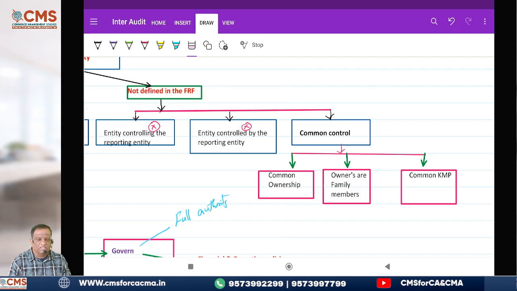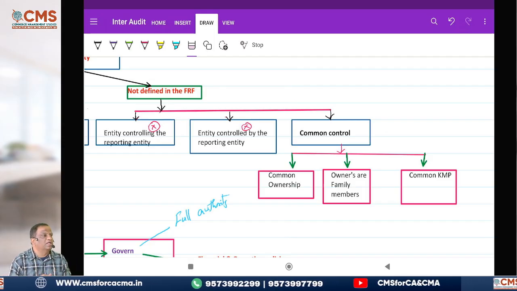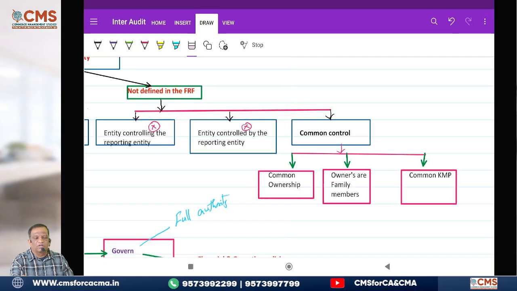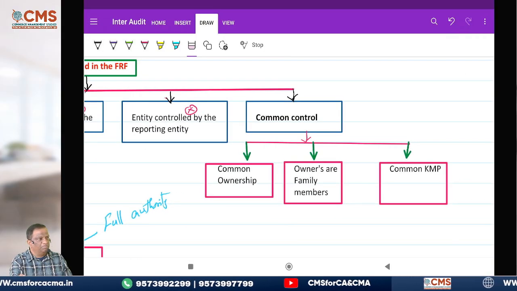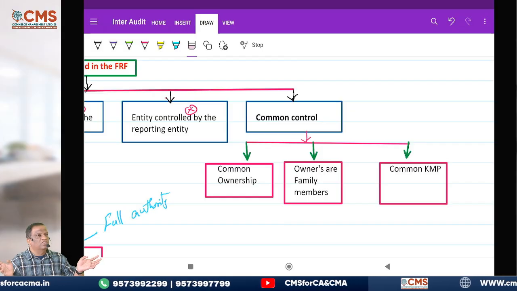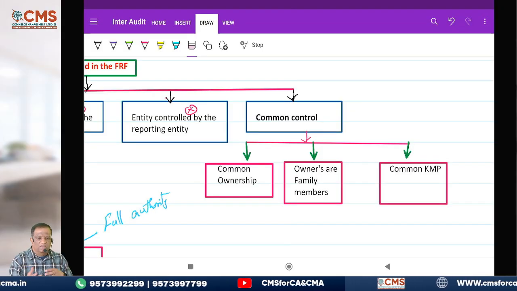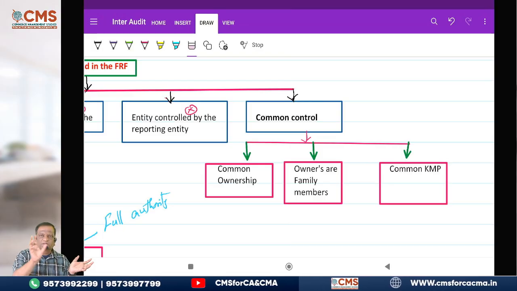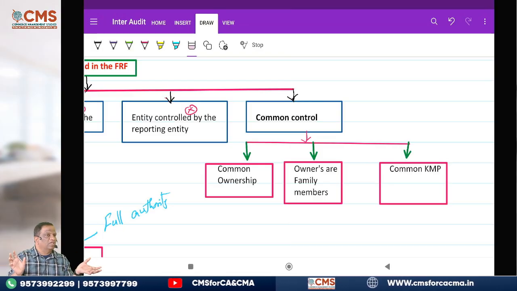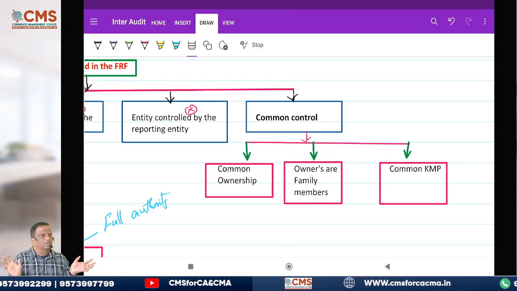So, in all these 3 cases, it will become a related party. Now, when you say common control, what do I mean? 3 scenarios. Either there is a common ownership, that is, the owners are known to each other, the same person is owning, or the owners are family members. Like I said, 3 brothers, one brother is handling X Limited, another brother Y Limited. So, owners are from the same family.